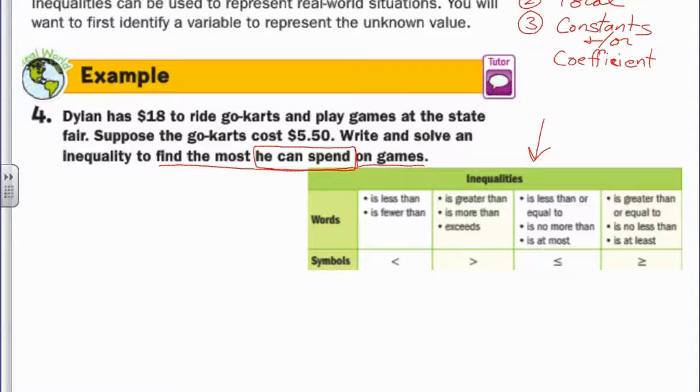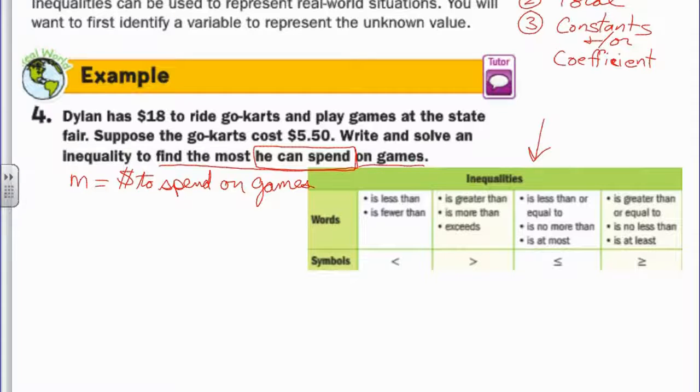Some of you are going, G, because of games. I don't think so. We want that to be either an M or a D because we're talking about money. M equals money to spend on games. So when we get our answer, it's going to be with a dollar sign, not with games behind it, because it's money. So step number 1, we've identified our variable as M, the amount of money he has to spend on games.